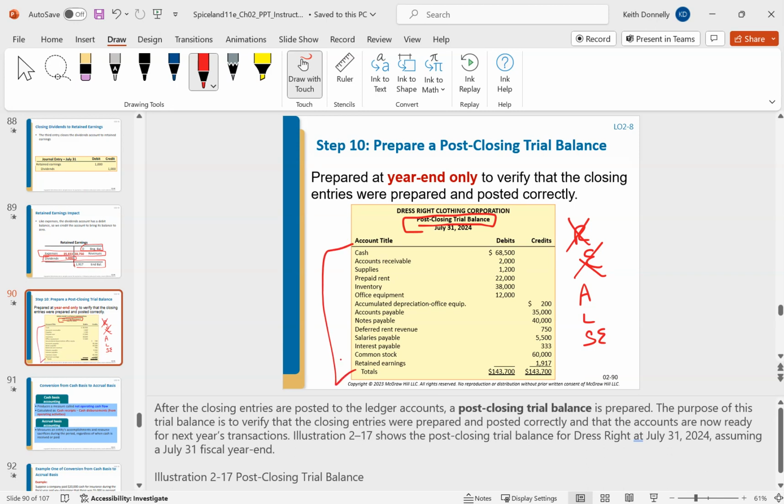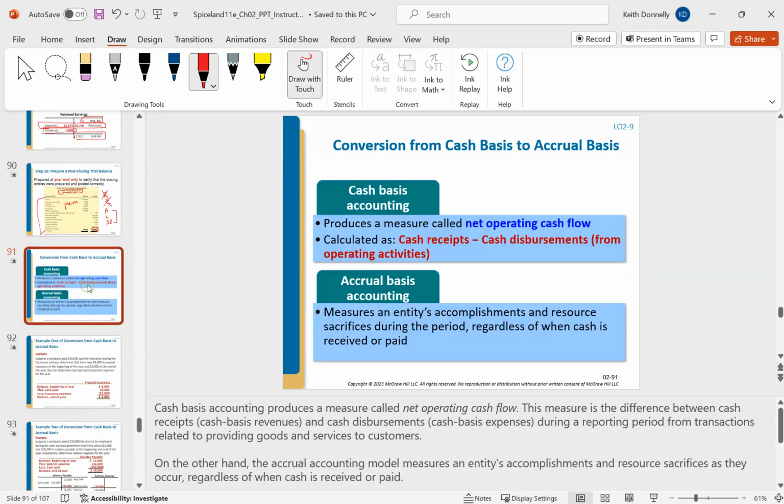You're not going to see any revenues or expenses here. We close those out into retained earnings, right? So they're kind of sneakily hidden, but that's really what we're showing on this post-closing trial balance, just our permanent accounts.